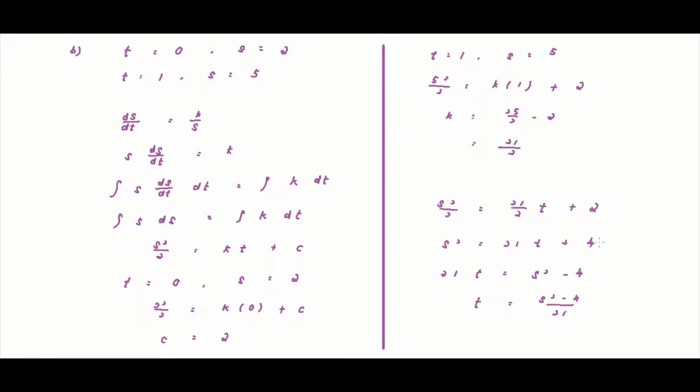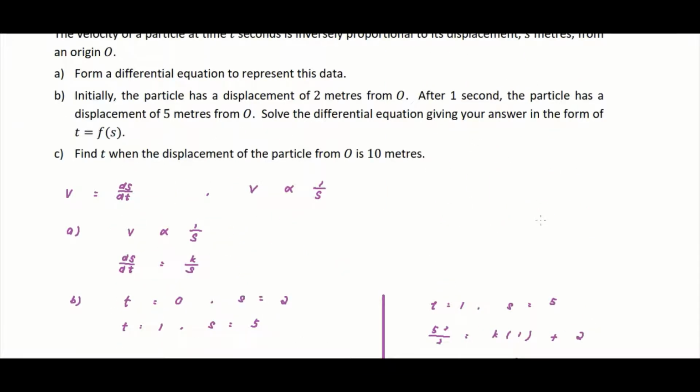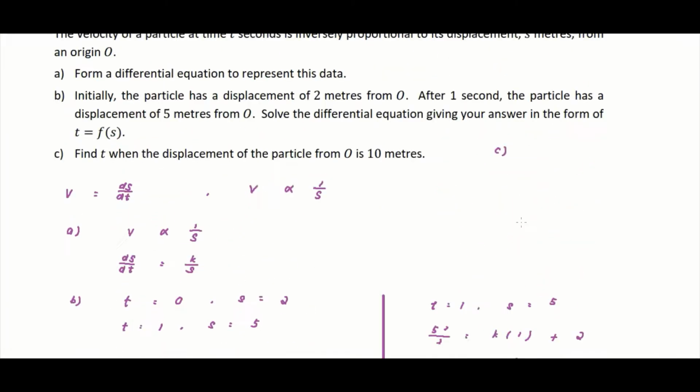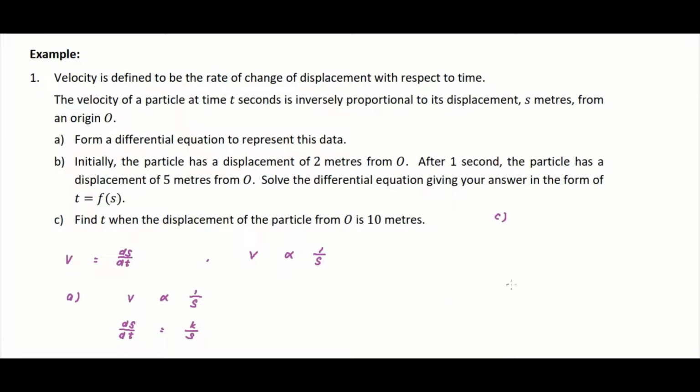Alright, so now move on to C. For C, find t when the displacement of the particle from O is 10 meters. Let me just try to answer it here. Yeah, it's quite a short one. You already have the equation, right? So now we can use this equation to help us solve C. Find t when the displacement is 10, meaning you want to know when s equals 10, what is your t?